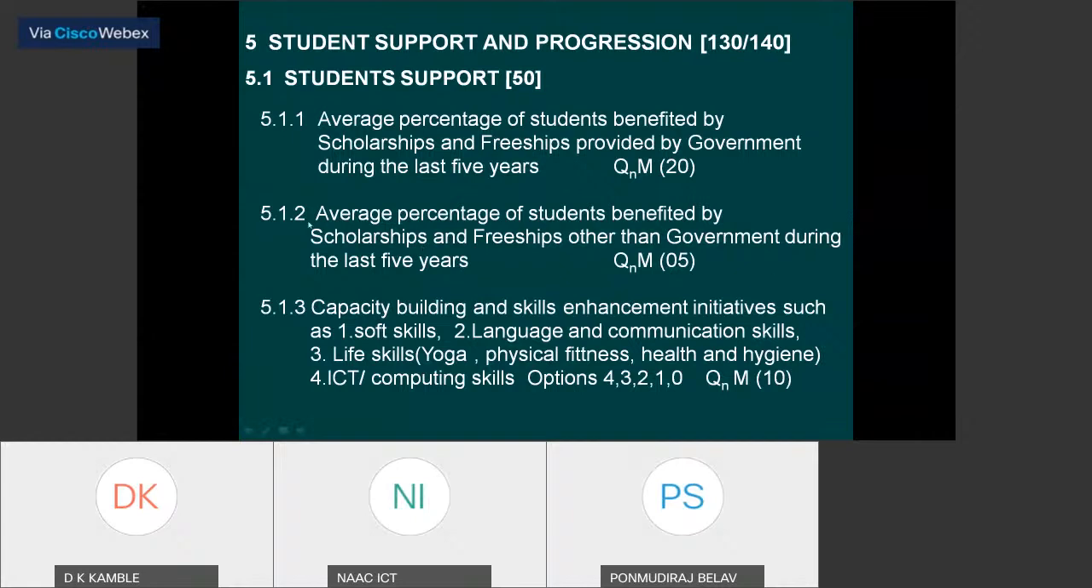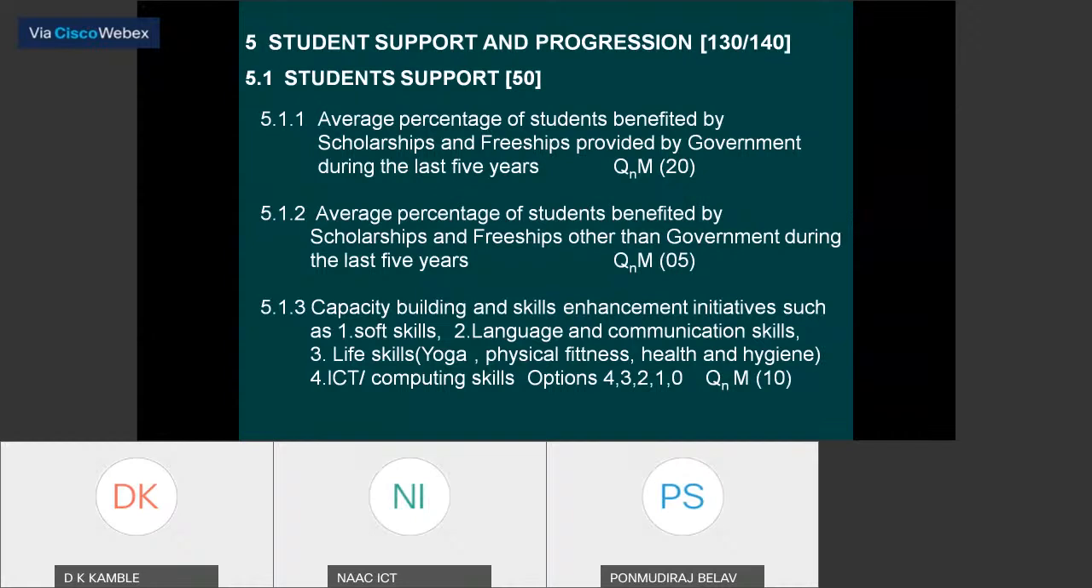Now, coming to the next one, 5.1.2, average percentage of students benefited by scholarships, free ships, other than the government. For that, a record is required. How many students got benefit from the institution? Not only the sanction letter from the management, the transaction detail to the student is required, that proof of the record is required in this case.